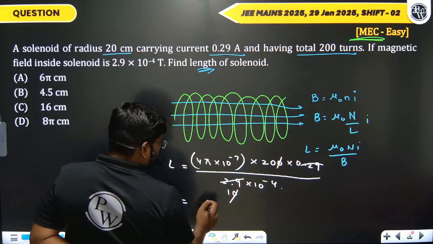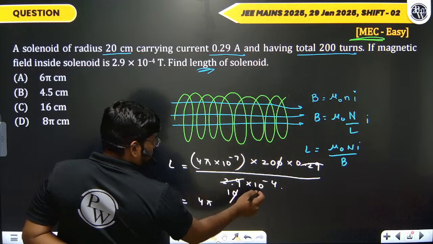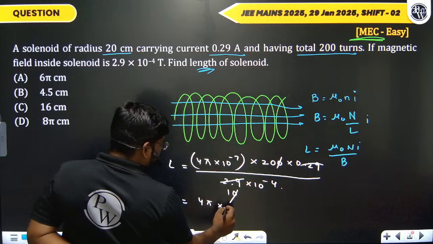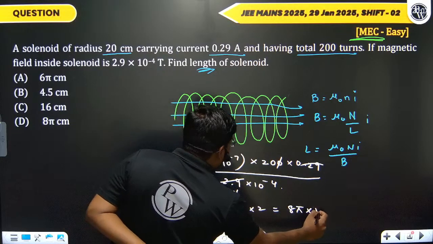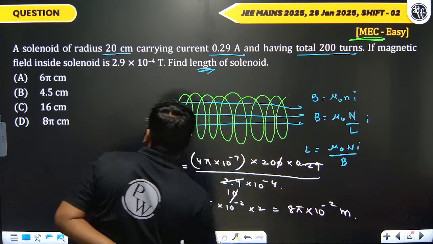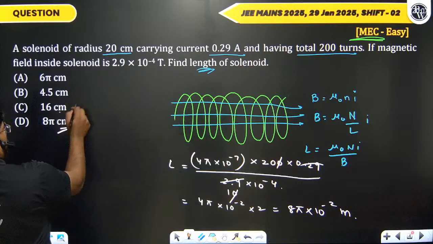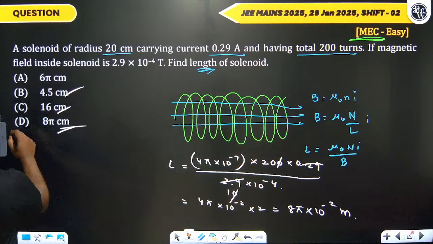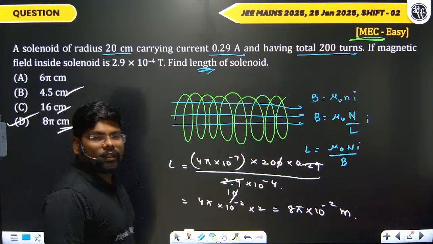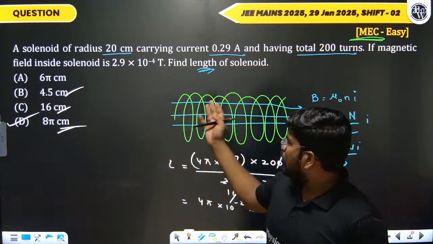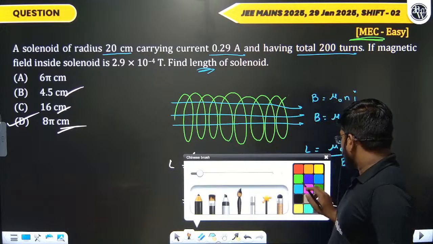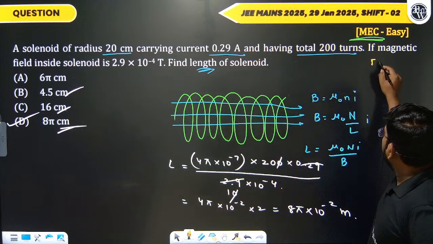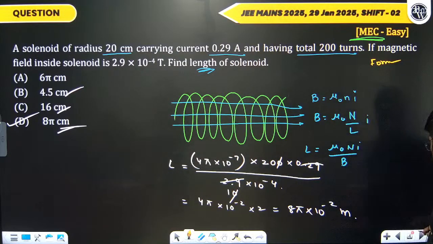And then 4 pi, if you take it all 10 power minus 2 and into 2 is there, it is coming 8 pi into 10 power minus 2 meters. So shall we see, they are asking centimeters. So you can see the answer will be 8 pi centimeters. Simple, under 2 minutes, formula based. Again, there are questions which are formula based, and this is formula based.